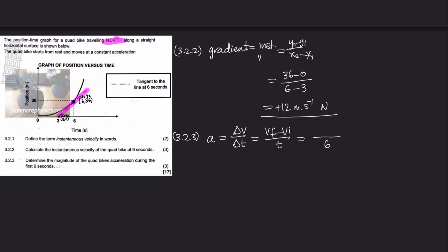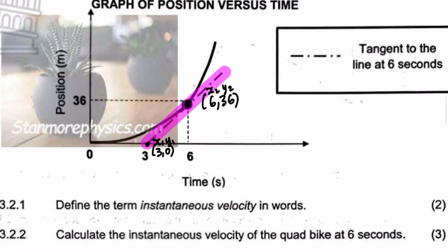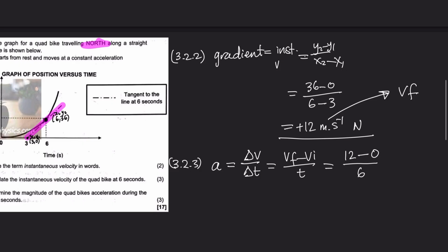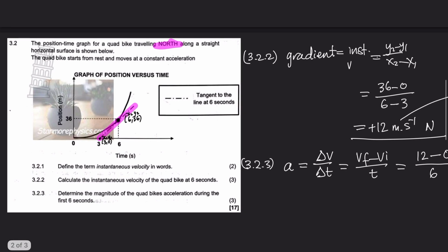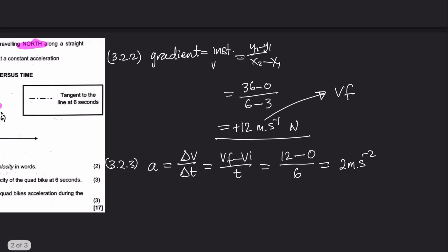Now let's consider what the velocities were. Do we know these velocities? We know the velocity at 6 seconds. We worked it out. So this is Vf. So 12 minus, and you can see from the graph that it started at 0. The position started at 0, which tells us that the velocity started at 0. So 12 minus 0 divided by 6, and that gives us an answer of 2 meters per second squared. Now remember, they mentioned magnitude. The word magnitude means you don't need to put a direction.